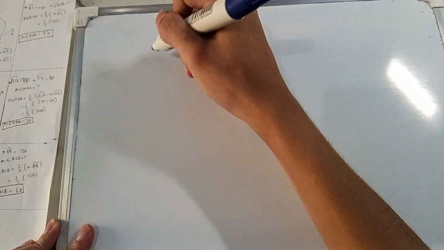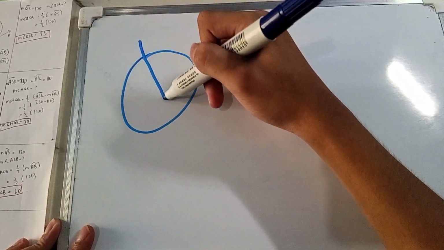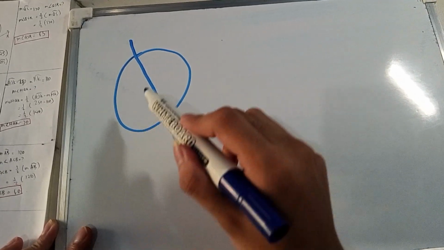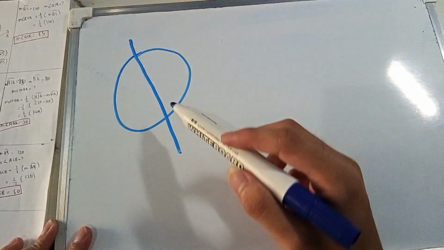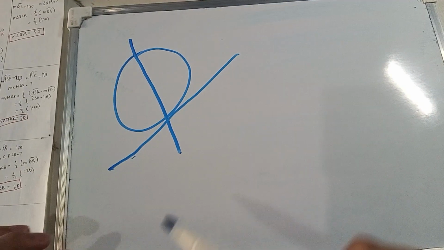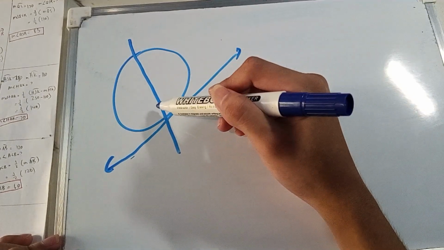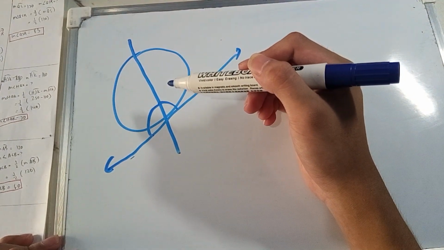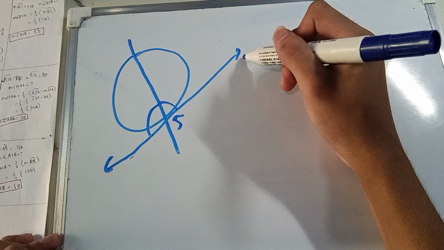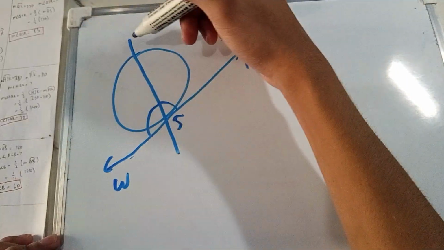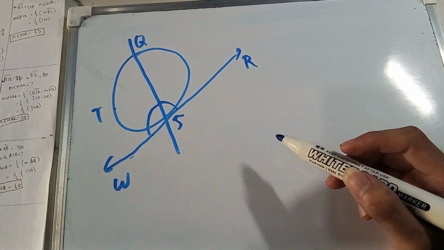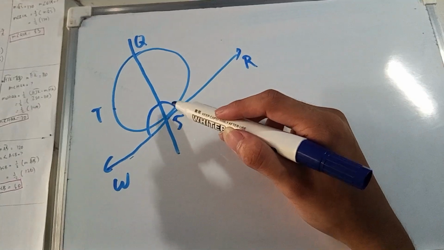So let's say we have a circle here and a secant line, and the point of tangency C is at the intersection of the circle and secant. So how do we measure this, and how do we measure this also? Let's say the point of tangency is S, this ray is R, this is Q, and we have a point T here. So how do we find the measure of angle QSR?